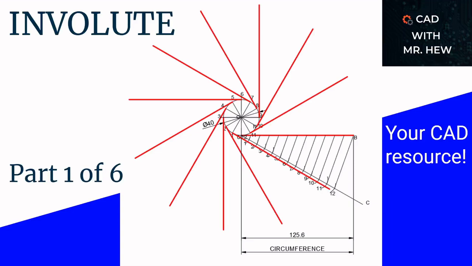Your CAD resource. In today's video, we'll be looking at part 1 of 6 videos covering the topic, how to draw an involute to a circle. In a previous video, we looked at the construction of an Archimedean spiral. We highly recommend that you visit that video. We'll be starting the video now.